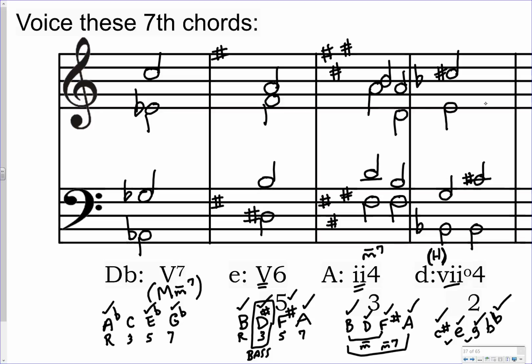And we could have the altos singing the 3rd, and we can have the sopranos singing the 5th. And even more ways. It goes on and on. So these are some ways to voice these 7th chords.